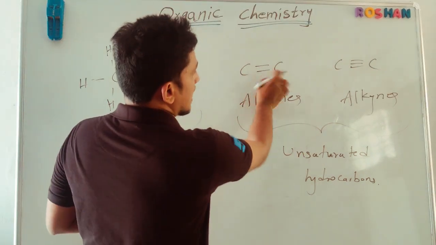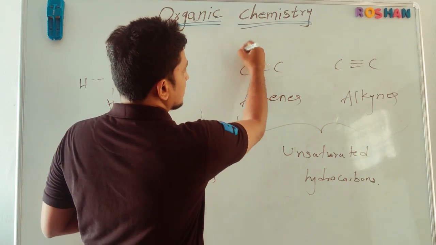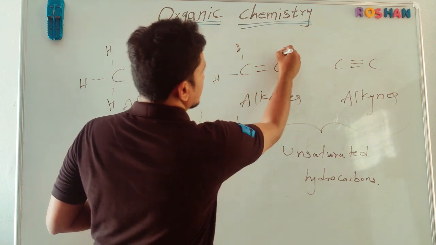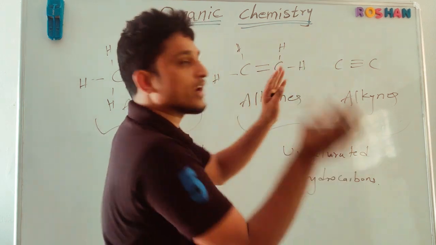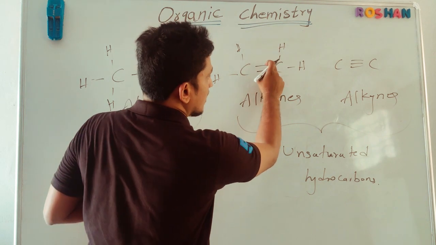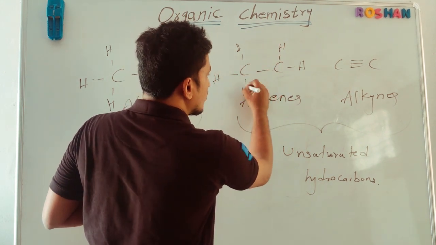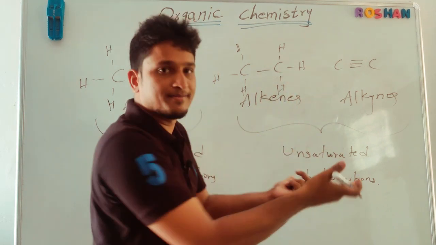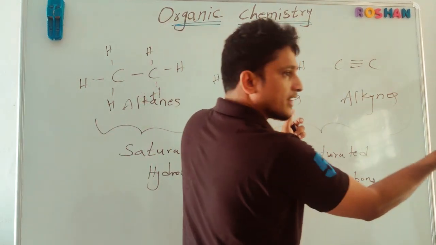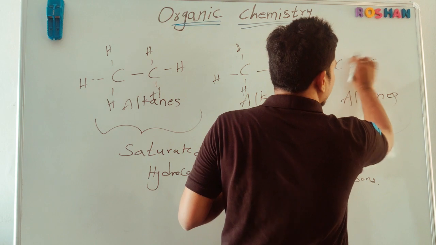But look here, a double bond is already there. How many bonds are there? 2 more bonds with 2 hydrogens. Is it possible to add more hydrogens to this? Yes, it is possible. How? By breaking this pi bond, we can add 2 more hydrogens. Now the valence is 4 only. Yes or no? Is it possible to add hydrogens? Yes, it is possible by breaking these 2 bonds.